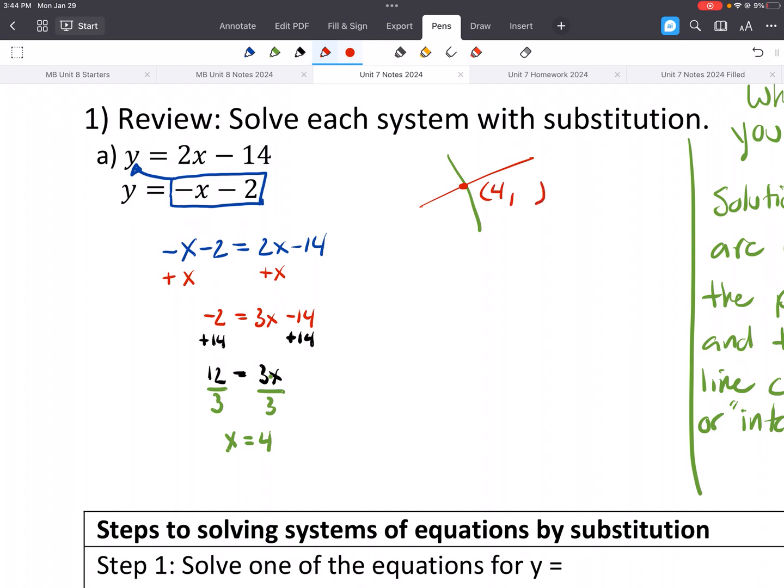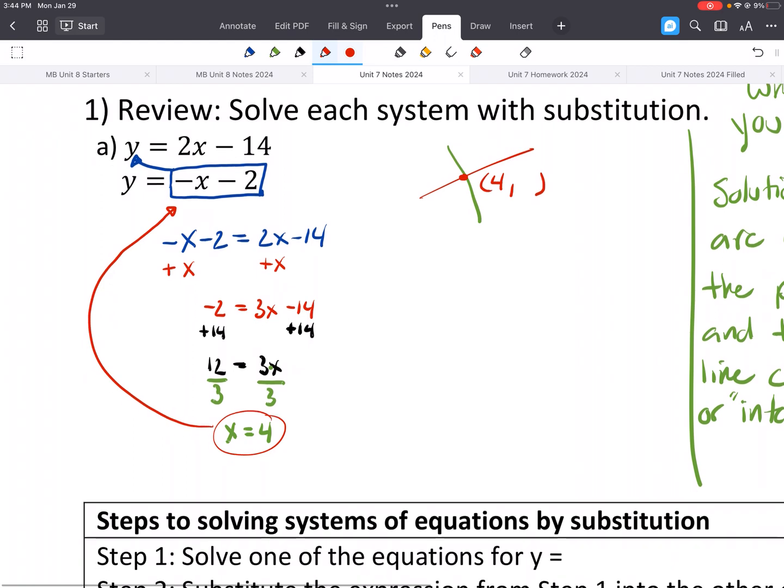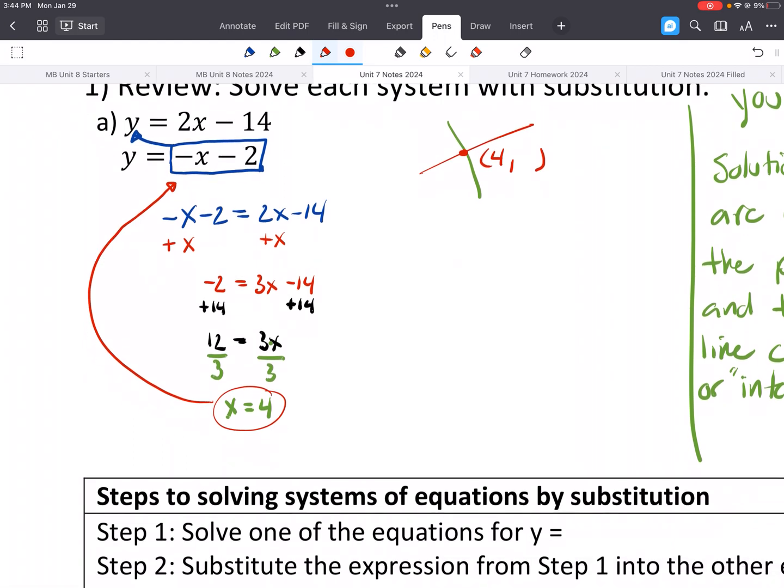If you have the x and you need to find the y, then we can take this and plug it into one of the two equations. That would give you what y is, because that's what equations do. They just relate x's with y's. So if you want to know what y is, we can just plug that 4 in.